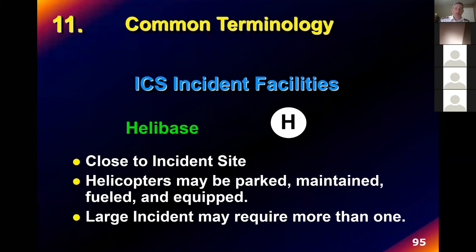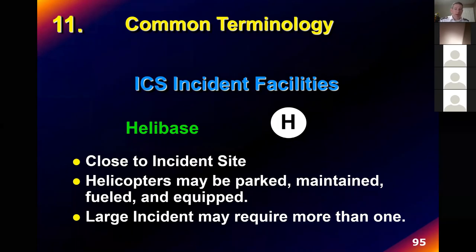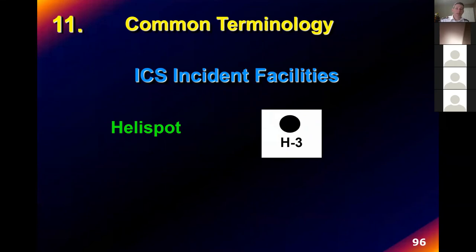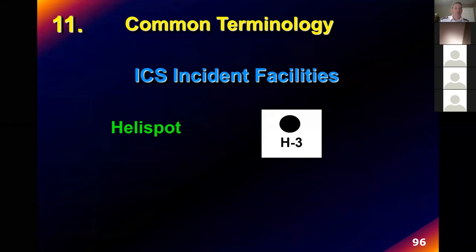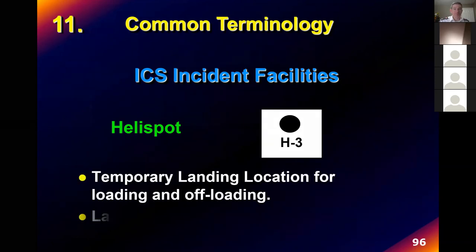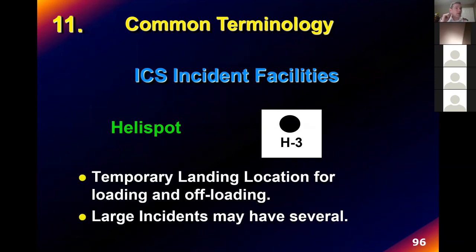A heli base will have a base manager, and they will be reporting to the air support group supervisor, the air ops branch, which is often out of operations, and another potential check-in location. A heli spot, and basically these are smaller areas, typically not as big as a heli base, and they'll have their manager, and the managers of a heli spot would report to the heli base manager. So there might be multiple spots all reporting to the one base manager. Another place that could be a check-in location. So these are temporary landing locations for loading and offloading. Large incidents, you could find several of these around.